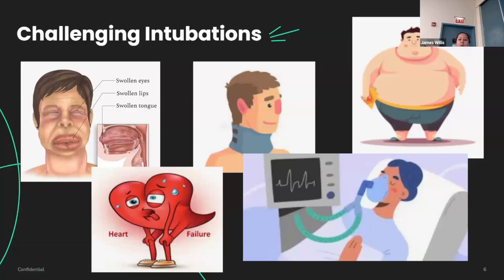You might be working in more of a single coverage setting, and maybe this patient's okay now, but will they survive for that full transfer without needing to be intubated en route? So all of these kinds of patients are ones you might consider for something like an awake intubation.